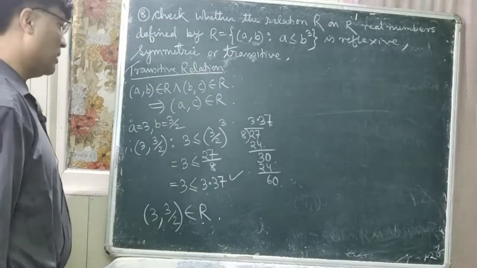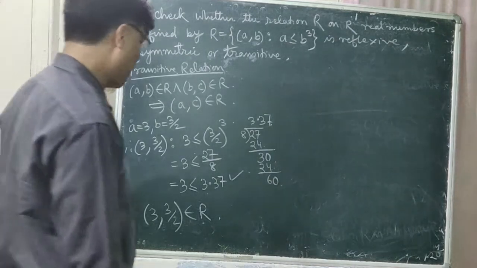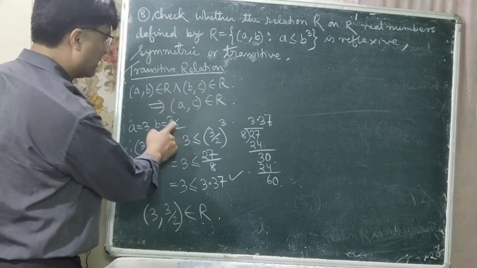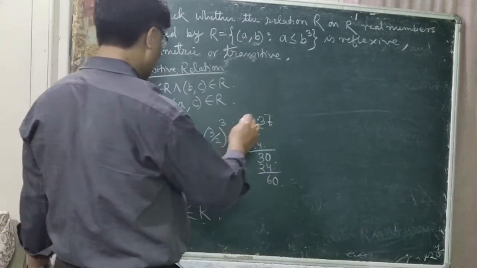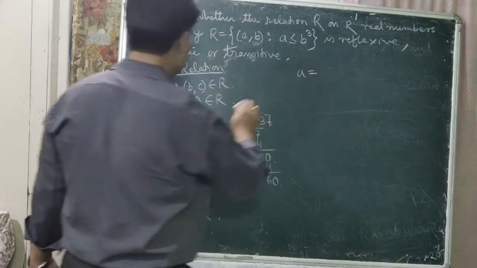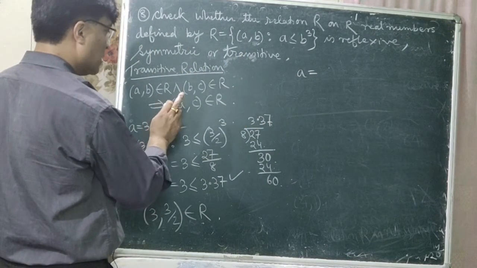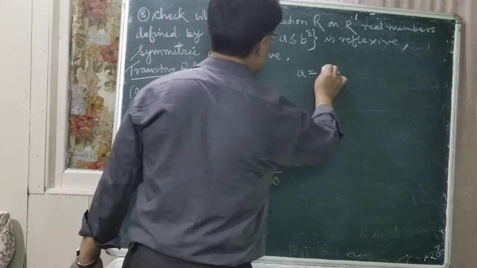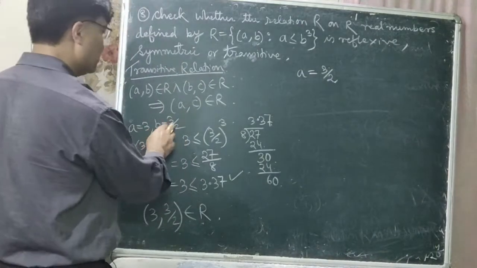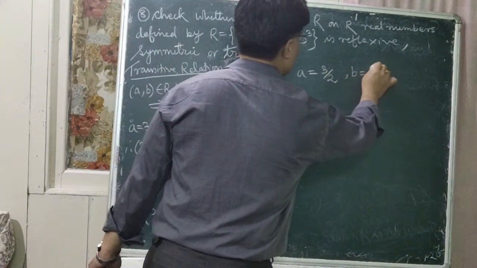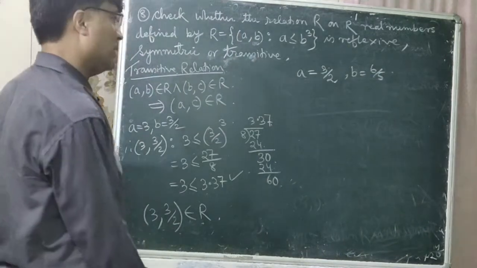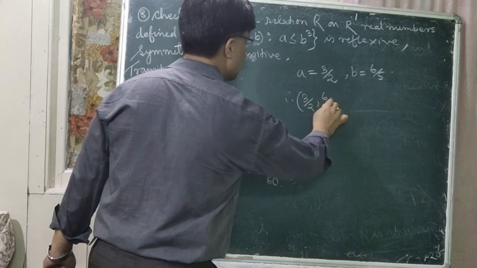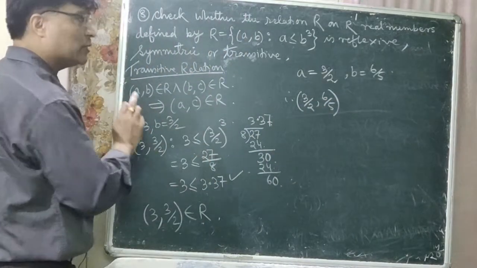So next, let us take. Now this is 3 comma 3 by 2. A is equal to 3, B is equal to 3 by 2. Now B should be 3 by 2, so in this case A you should take as 3 by 2. And what is B? Let us take 6 by 5. Therefore 3 by 2 comma 6 by 5 should belong to the relation R.